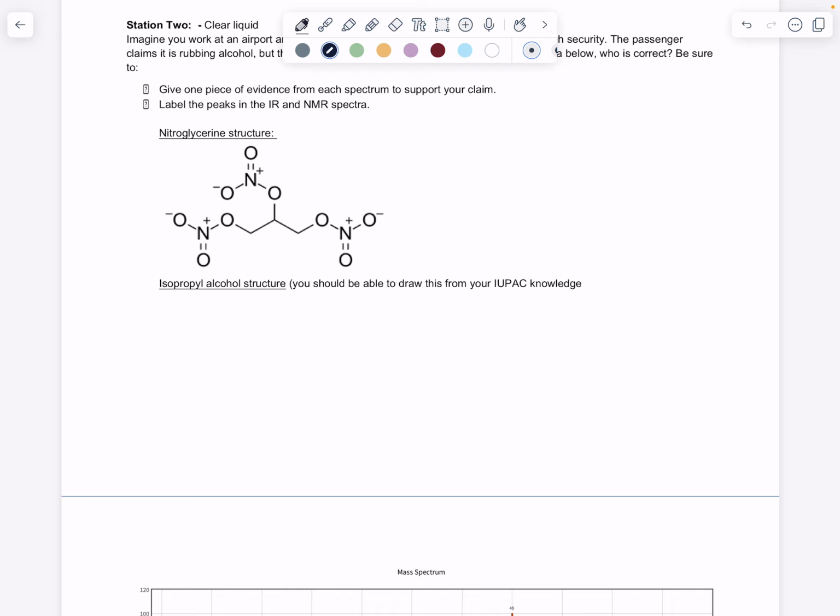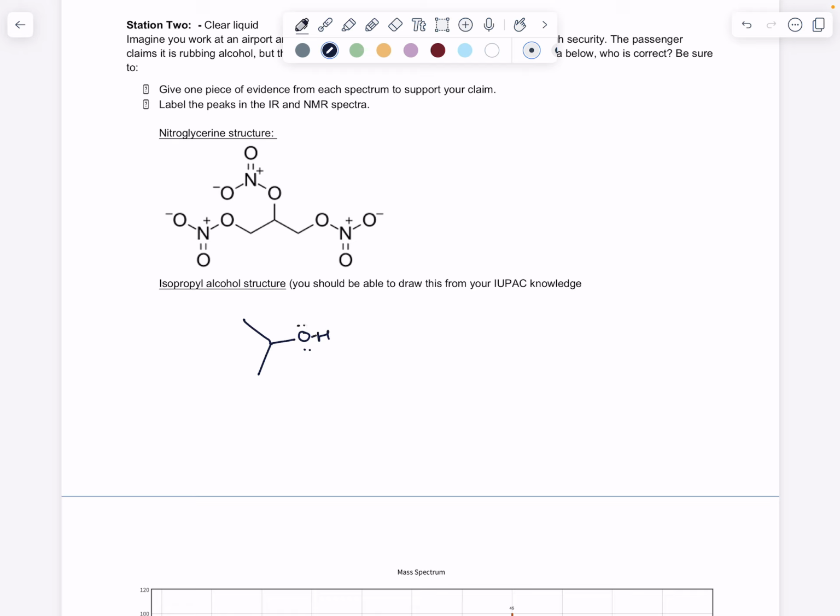The first nitroglycerin structure I gave you because I didn't expect you to know that. But I didn't give you isopropyl alcohol because you should remember that propyl is 3 carbons and isopropyl makes this Y shape. So isopropyl alcohol, which is rubbing alcohol, looks like this.